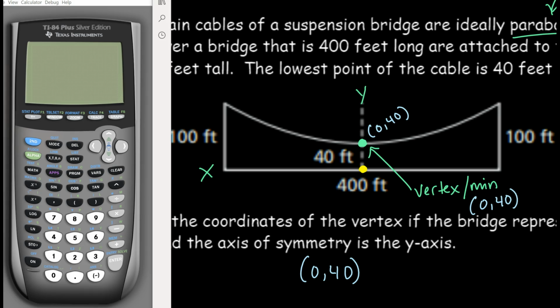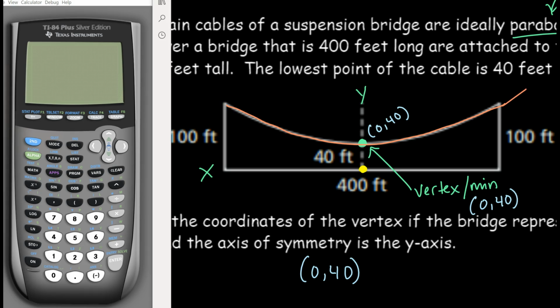What do we need to use our calculator? So right now we have 1 point. Is that enough to find an equation? What is the minimum number of points I need to find a quadratic? 3. 2 is linear, 3 is quadratic. So we've got to find 2 other points on this cable. We're trying to find the equation of this, what I'm about to do, orange line here, right? That's our parabola. So what are two other points that I can have on this line?